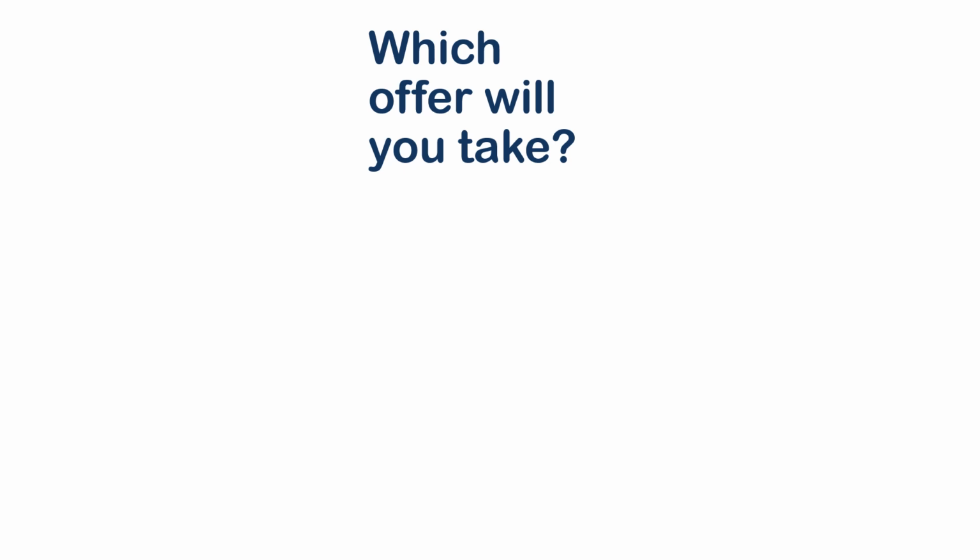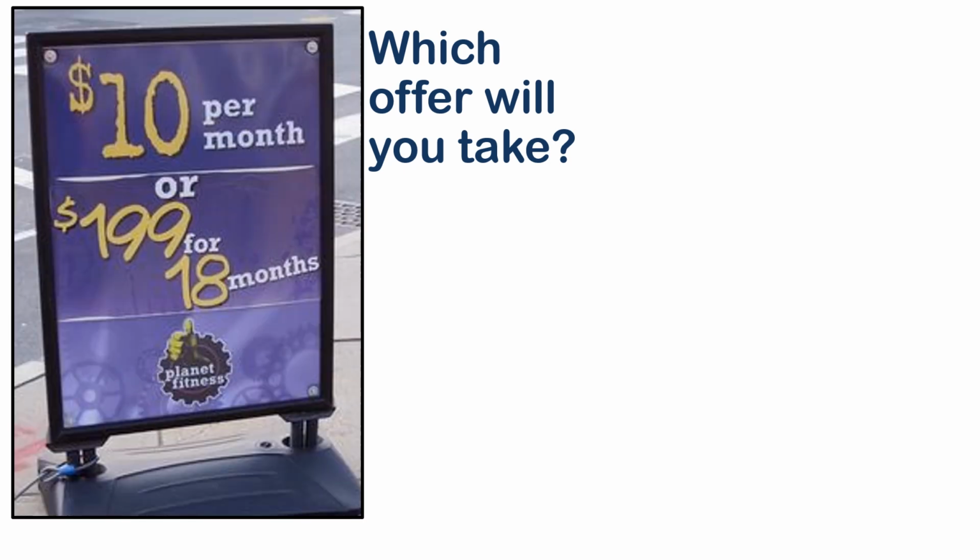Well, let's have another little practice of being numerate. Which offer will you take? Would you like to pay $10 per month, or would you like to pay $199 for 18 months? Planet Fitness, which is the best offer for you? Well, hopefully, if your maths is a little bit beyond Year 3 numeracy, you'd understand that 18 months times $10 a month is only $180.